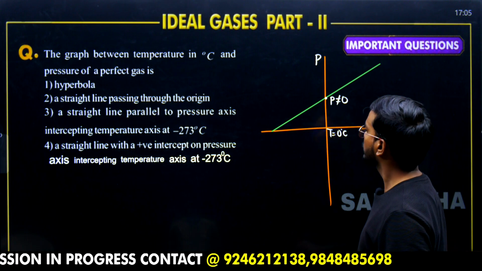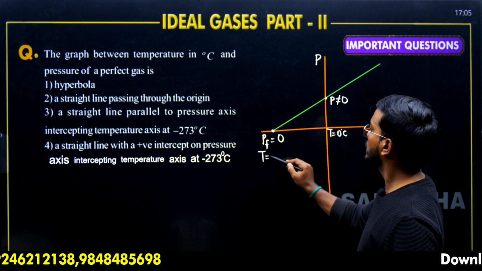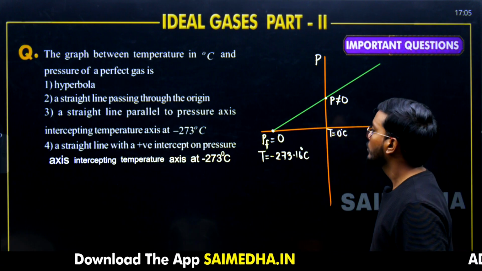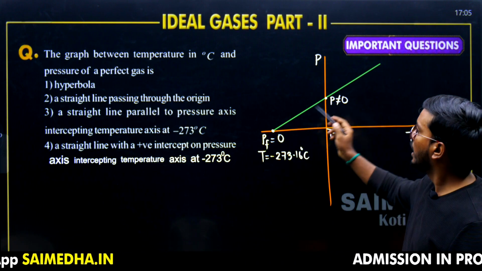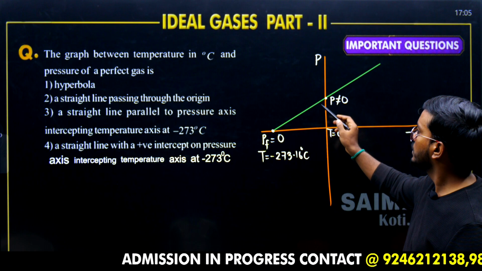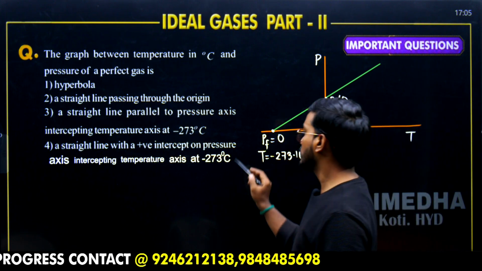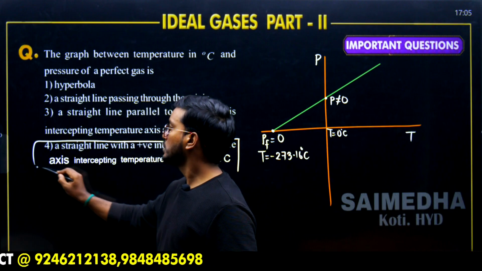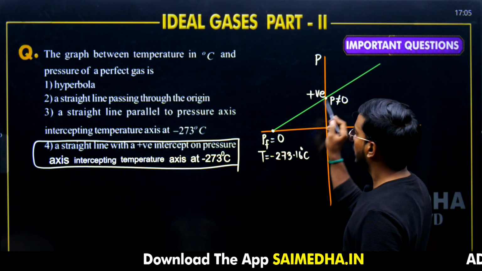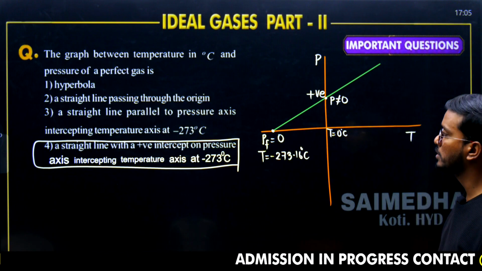0 degrees Celsius. Here finally pressure is becoming 0 and the temperature is minus 273.16 degrees Celsius. So this is the line which is intercepting the pressure axis with a positive intercept, and intercepting the temperature axis at minus 273. So this is a straight line with a positive intercept, and the second intercept is where temperature becomes minus 273. So this is going to be your answer.